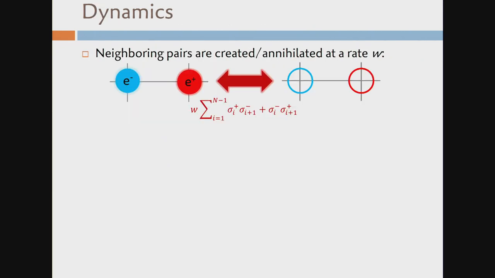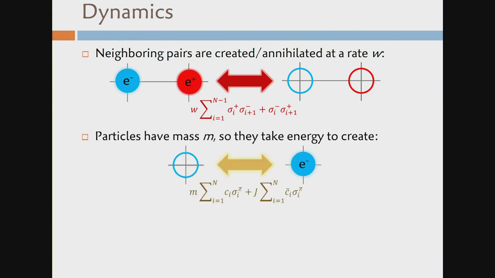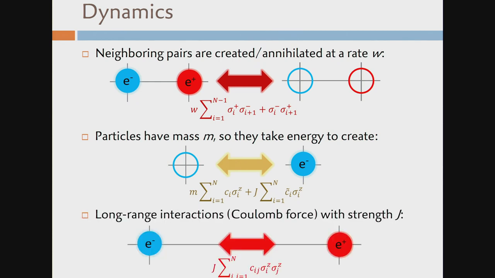Right, so the dynamics that is going on in this model is, first of all, I have this creation and annihilation. I can create or annihilate neighboring pairs, which is our intuitive idea of electrons coming together with positrons and annihilating each other. Then particles have mass, so it takes energy to create particles. It's another term in my Hamiltonian, the self-energy given by the mass of the particles. And finally, I have this long-range, exotic, asymmetric interaction coming from eliminating the gauge fields, which is the Coulomb interaction.